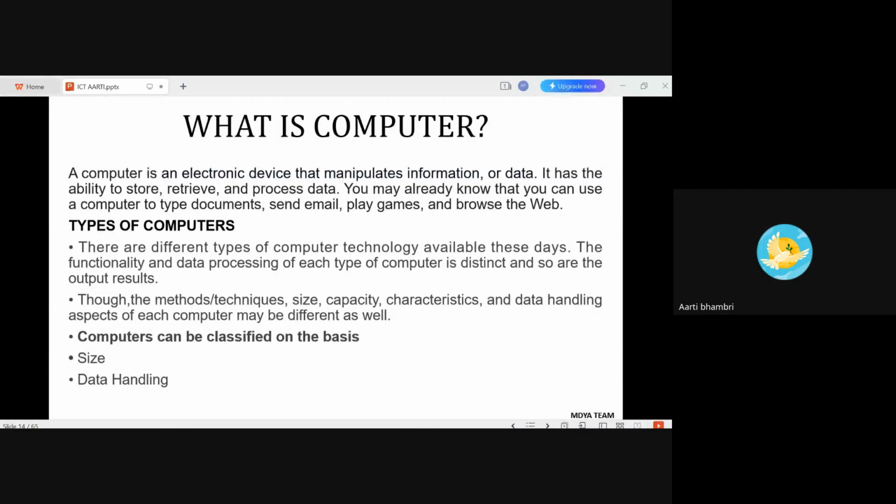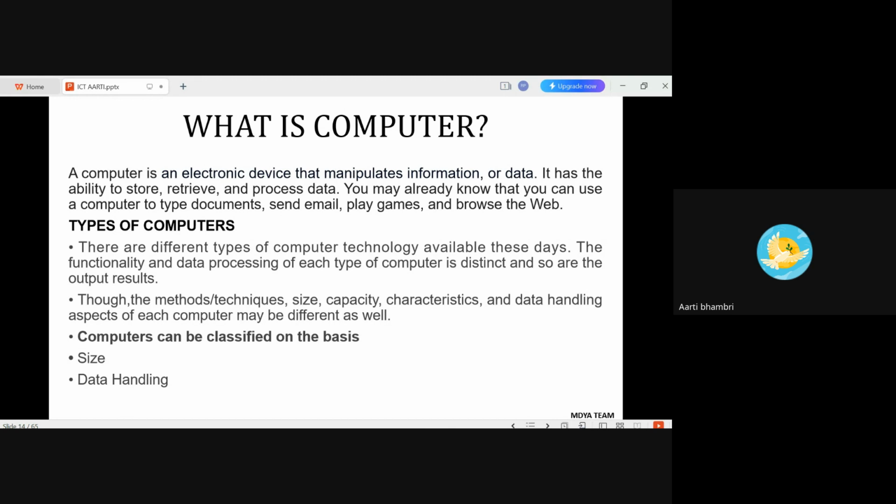Today we are going to discuss what is a computer. So let's start the class with what is a computer. Okay. Now, do you know about computers? Anything? Anybody?